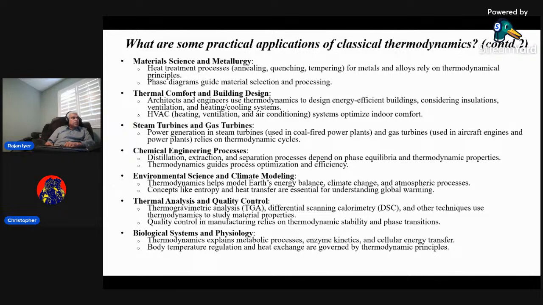Environmental science: it helps model Earth's energy patterns, climate change, atmospheric processes. So what's going on in the atmosphere? What creates a cloud? What creates the evaporation from the sea, the water, then the forming of cloud, and what type of cloud will condense to form rain, things like that. All these are studied through the thermodynamics that's going on, and also other systems going on inside the sea, like vortices, things like that, and also the formation of tsunamis, even things like that.